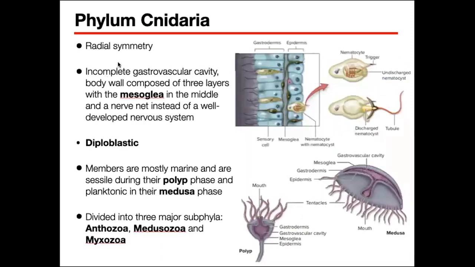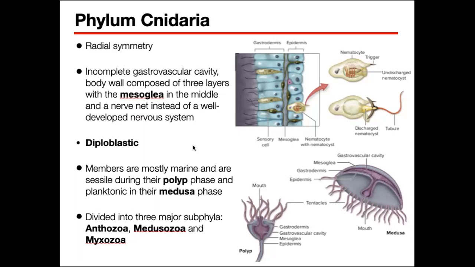In terms of symmetry, they are radially symmetrical and they are diploblastic, so wala sila nung true na mesoderm layer, no? And they have an incomplete gastrovascular cavity and their body wall is composed of 3 layers with a mesoglea in the middle and wala sila nung well-developed na nervous system. So instead, meron sila nung nerve net, okay? The nerve net would basically just be connected from one point of the organism to another in response to stimuli.